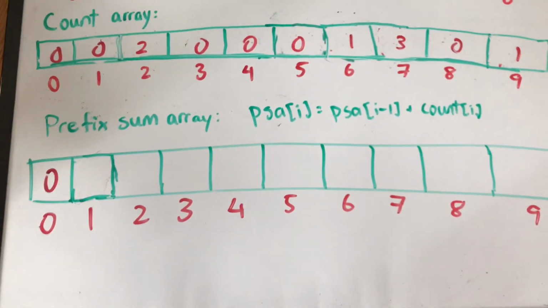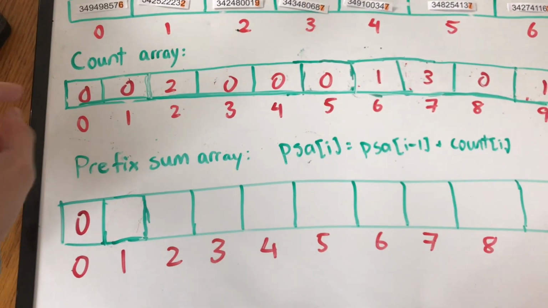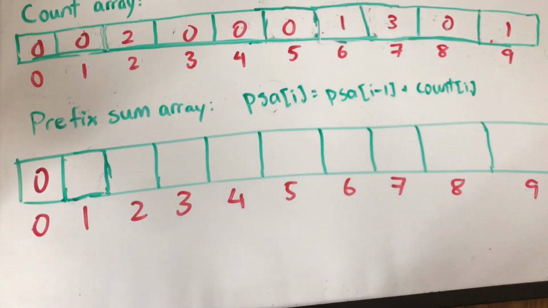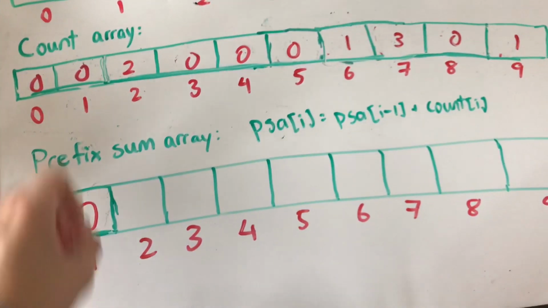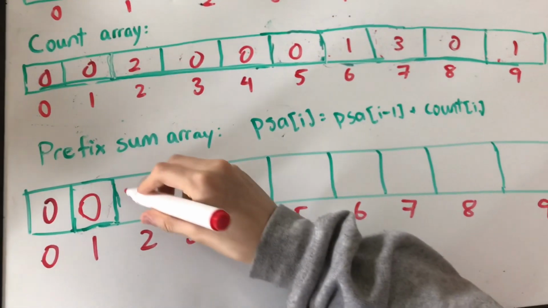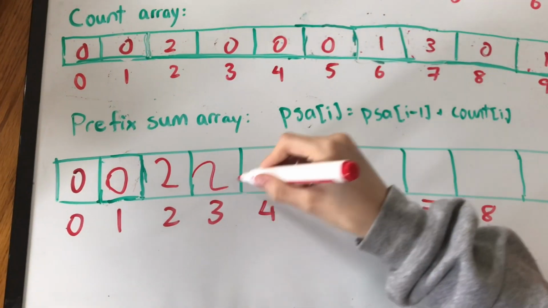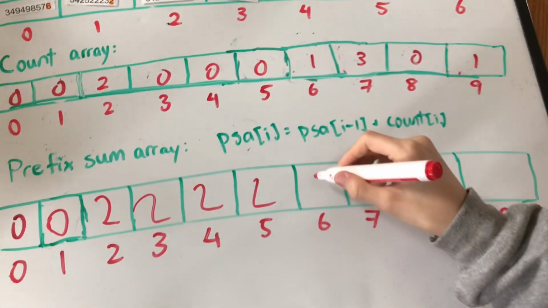Now let's go ahead and do that on this prefix sum array. Obviously, the first index will be the same as the count array because nothing else is added to it. But for the first spot, it would be equal to 0 plus 0, so 0. Then for the second spot, it's 2 plus 0, so 2. And for the next 3, they're all 2s because nothing's really being added to them. And then for the sixth spot, you have 1 plus 2, so 3.